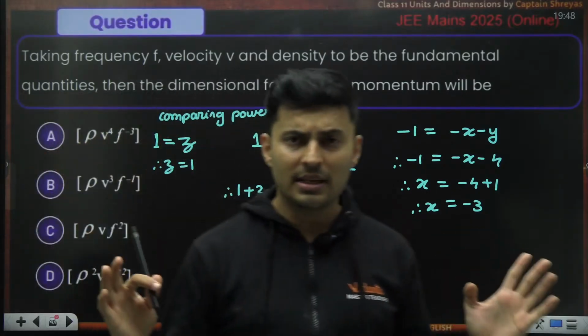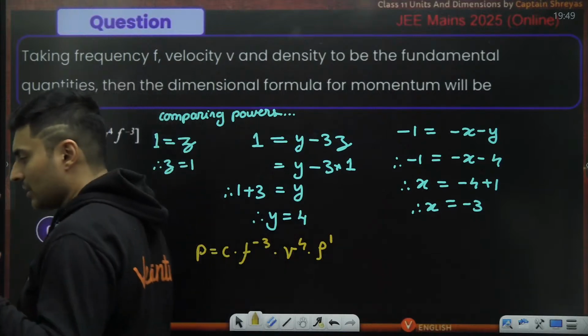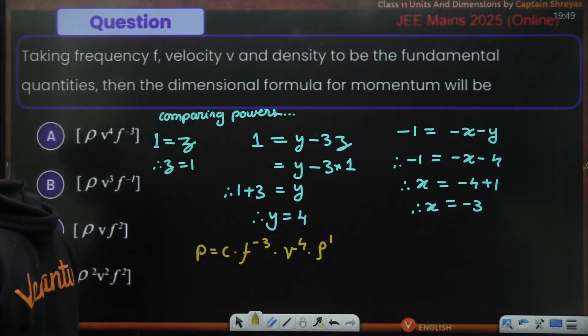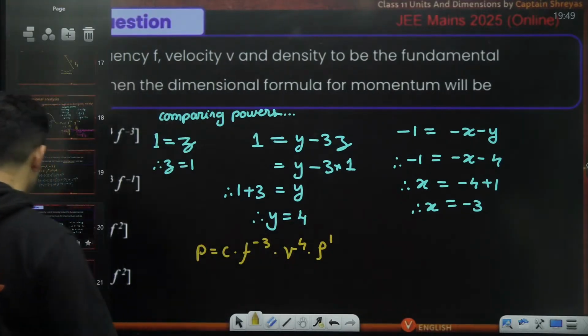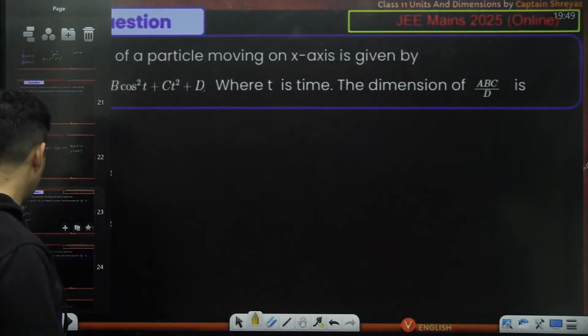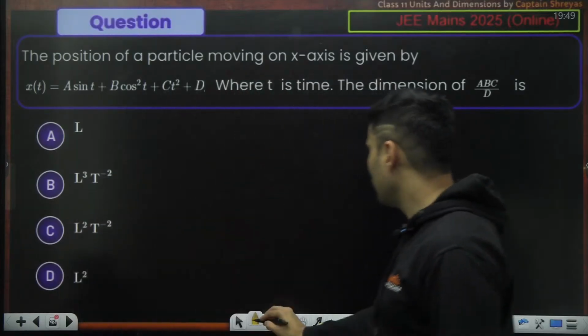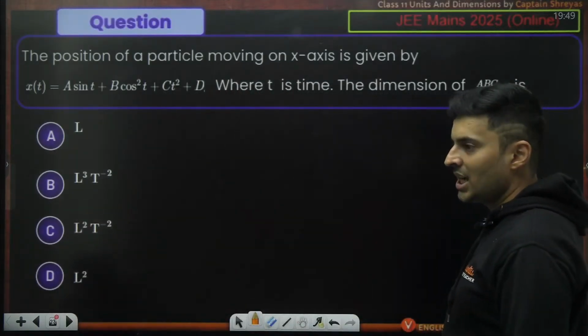Got it? How to solve these kind of questions? You will never ever find difficulty after this. Everyone with me? Oh, Tarun, you already have a test on this chapter. Wonderful. Can you guys solve this particular JEE Mains question as homework?